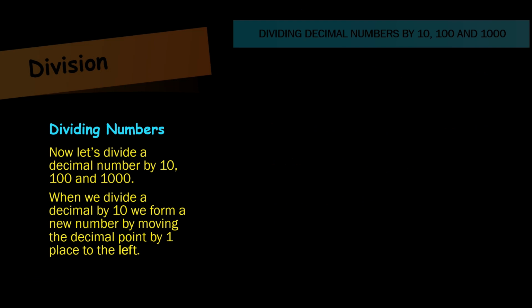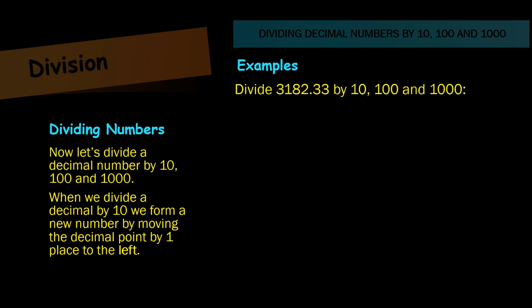We're going to begin by dividing a decimal number by 10, 100, and 1000. When we divide a decimal number by 10, we form a new number by moving the decimal point one place to the left. Let's demonstrate how to do this by using an example. Let's divide 3,182.33 firstly by 10, then 100, and then 1000.